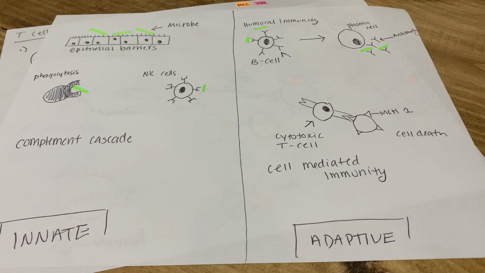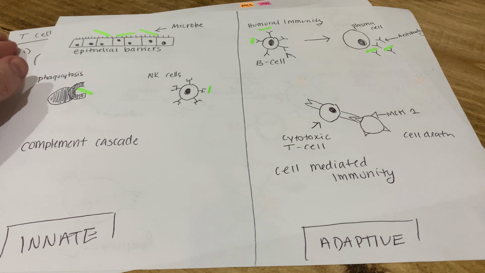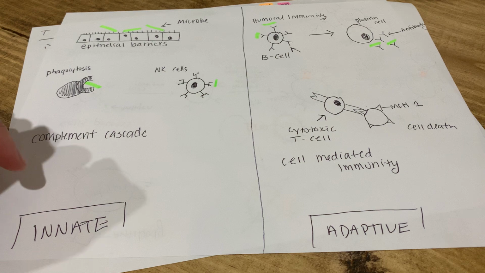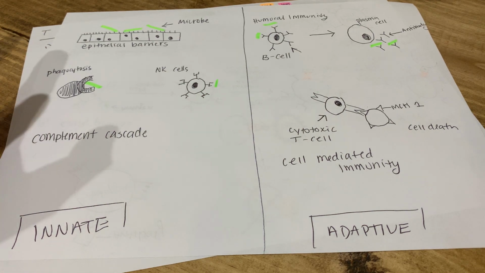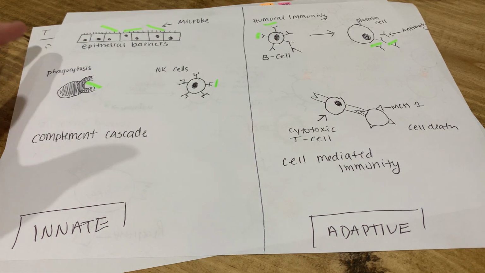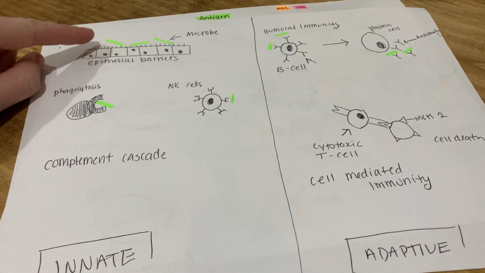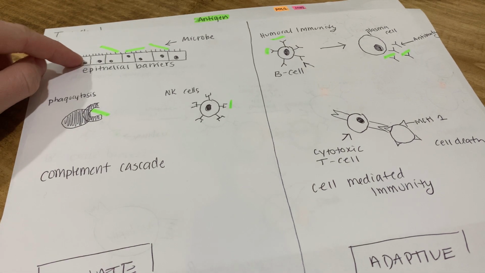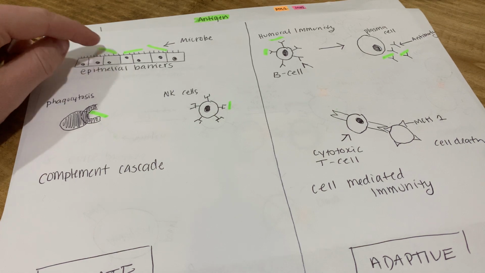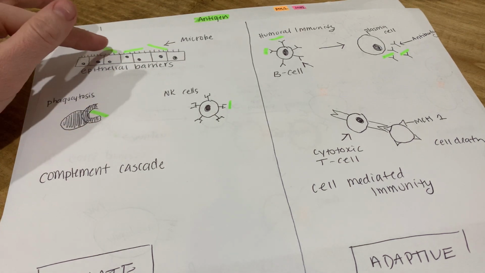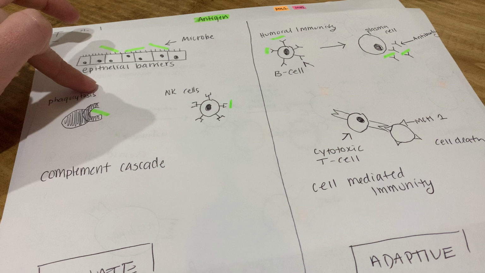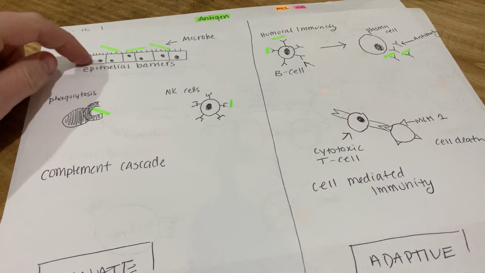Okay, this video is going over some major differences between B cells, T cells, humoral immunity, and cell-mediated immunity. So to first look at the differences between innate immunity and adaptive immunity. Innate immunity would be things like your skin, so your epithelial barriers, which aren't letting these allergens or microbes, antigens, whatever you want to call them, in past the skin.